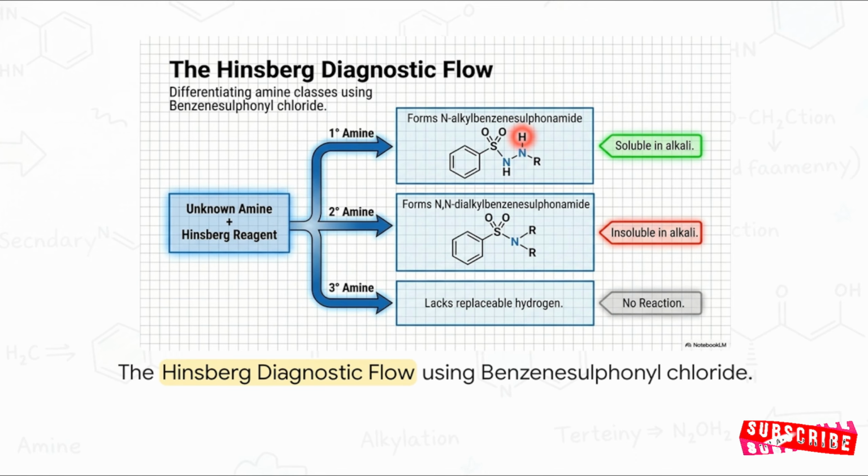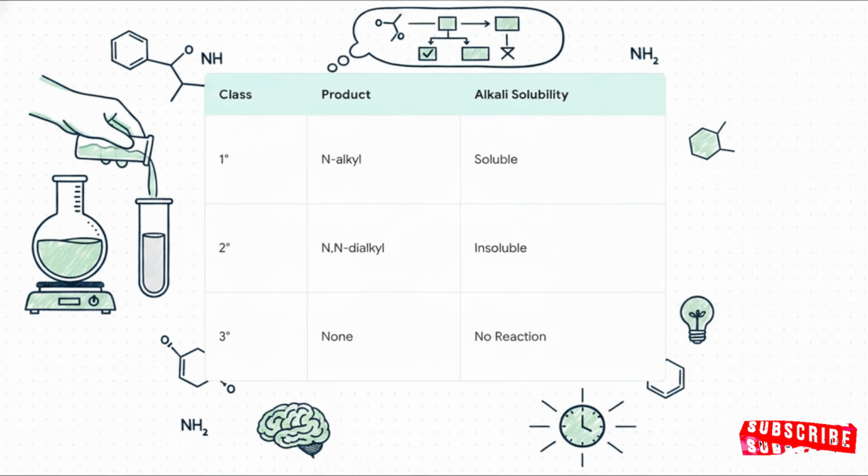Primary amines form a product that dissolves in alkali because they still have a replaceable acidic hydrogen left over. Secondary amines react, sure, but they form an insoluble product because they're missing that extra acidic hydrogen. And tertiary amines? They strike out entirely. No reaction whatsoever. Translating that complex diagnostic flow into a strict if X then Y logic checklist is an absolute lifesaver for lab practical exams.